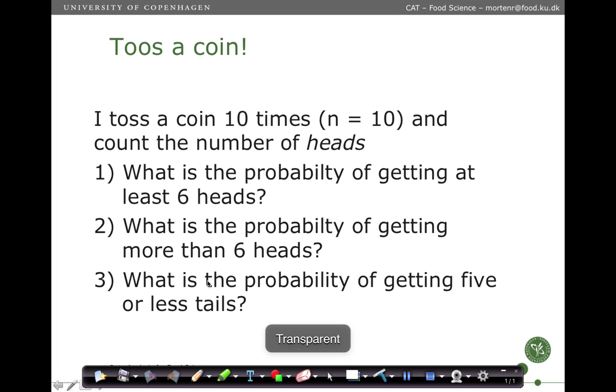Likewise, the last question is, what is the probability of getting 5 or less tails? If we want to have 5 or less tails, we need the number of heads to be at least 5 or more. If we have 5 heads, we have 5 tails, that's okay. If we have 4 heads, we will have 6 tails, that's not okay. So we need 5 or more heads.